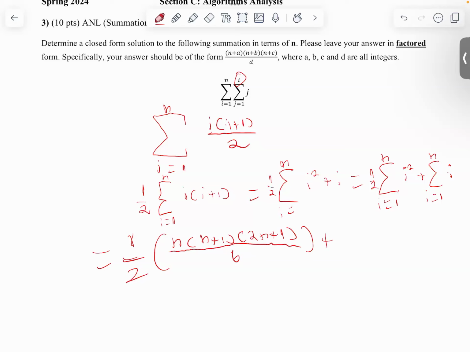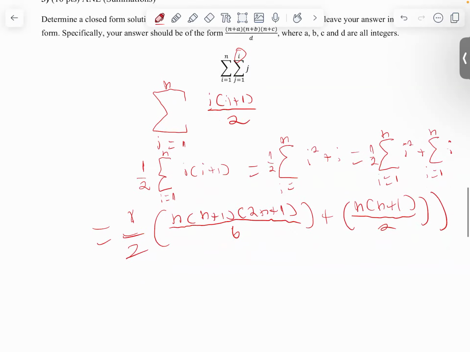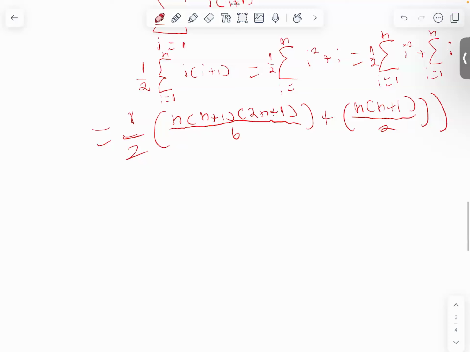Plus the second closed form, which is going to be the same thing that we had up here, but in terms of n this time. So it's going to be n times n plus 1 over 2. And all that is divided by 1/2 because we pulled the 1/2 out earlier. And like I said, from here, it's just a lot of algebra to try to evaluate this into its simplest terms.